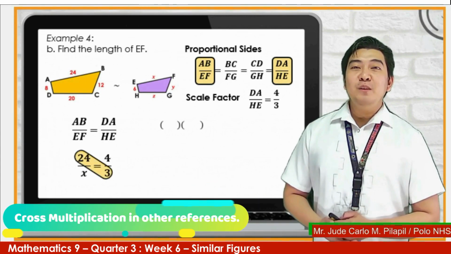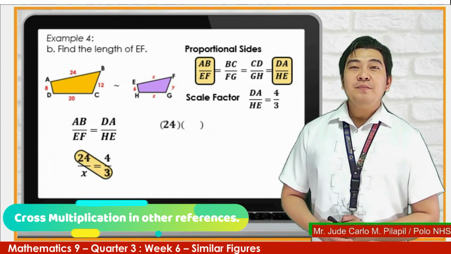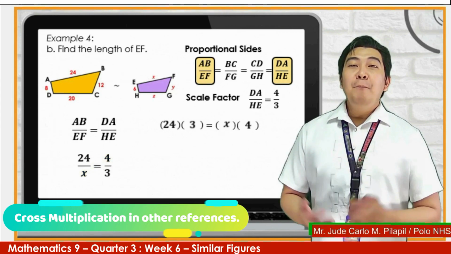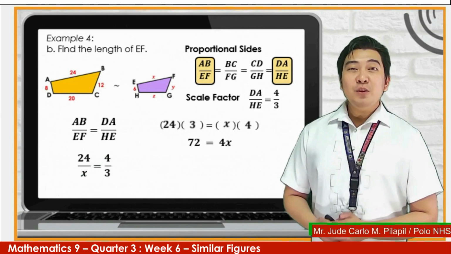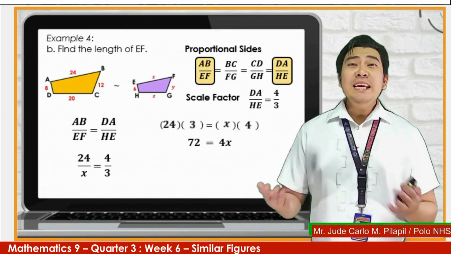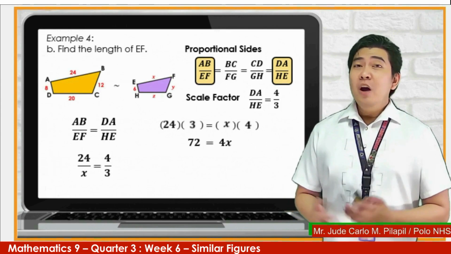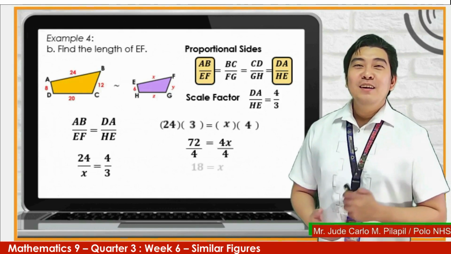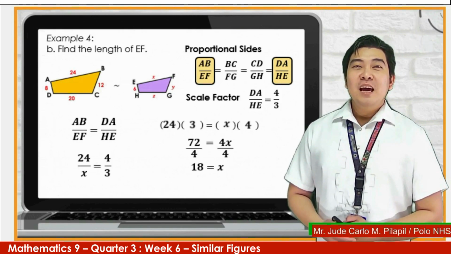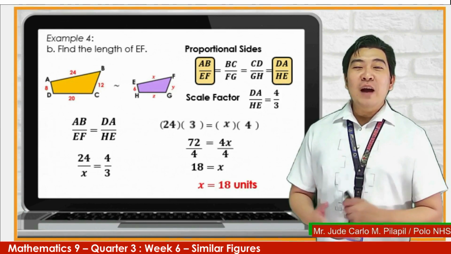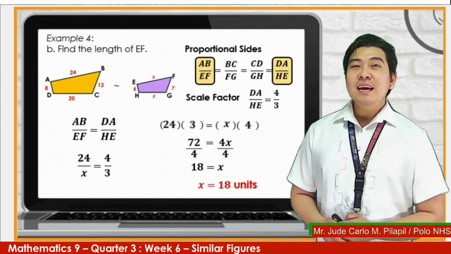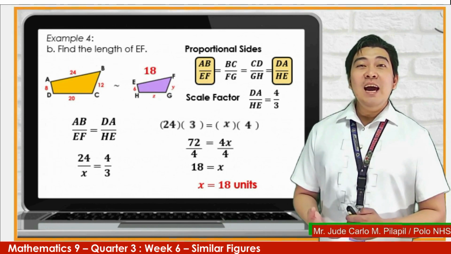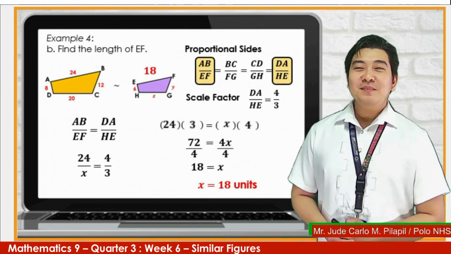Applying the means and extremes theorem, 24 times 3 must be equal to the product of x times 4. By multiplication, we have 72 is equal to 4x. We need to divide both sides of the equation by 4 for us to get the value of x. The result is 18 is equal to x. By symmetric property, we obtain the value of x which is equal to 18. Since x stands for the length of EF, therefore we can say that EF measures 18 units.